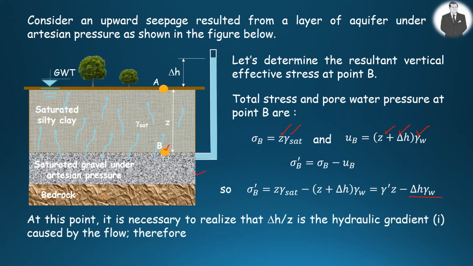At this stage, you need to know that delta H over Z is the hydraulic gradient. This was also stressed before. If we rearrange effective stress in terms of hydraulic gradient, we get this equation given here. For your information, hydraulic gradient times unit weight of water is known as seepage force.